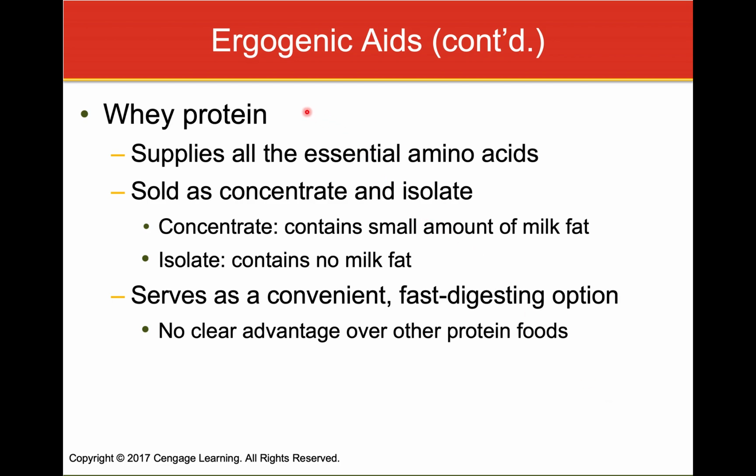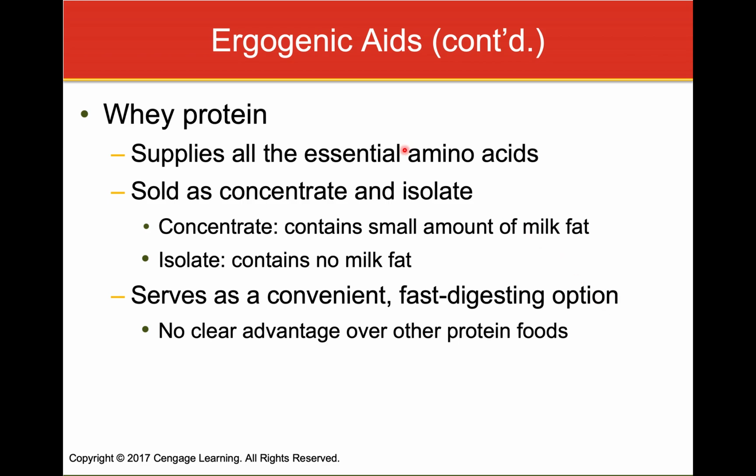Unlike those individual amino acid supplements, we have something called whey protein. This is a protein that comes from cow milk, from milk. Now, this is going to contain all of the essential amino acids, so it's not just one, it's going to be all of them. You can buy it as a concentrate or an isolate. So with a concentrate, that means it's going to contain a small amount of milk fat. Isolate is going to be lower in calories and contain no milk fat. And it serves as a convenient, fast digesting option. But there's no clear advantage over other protein foods.